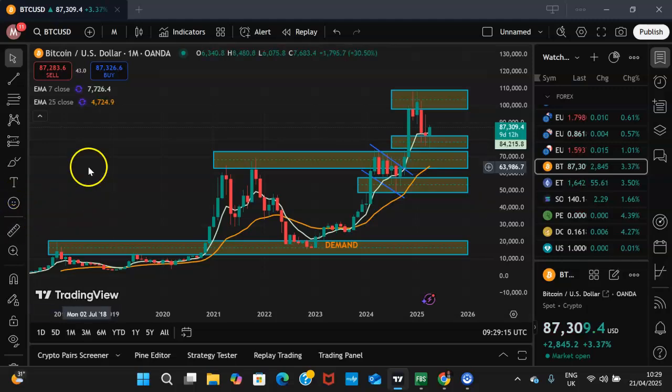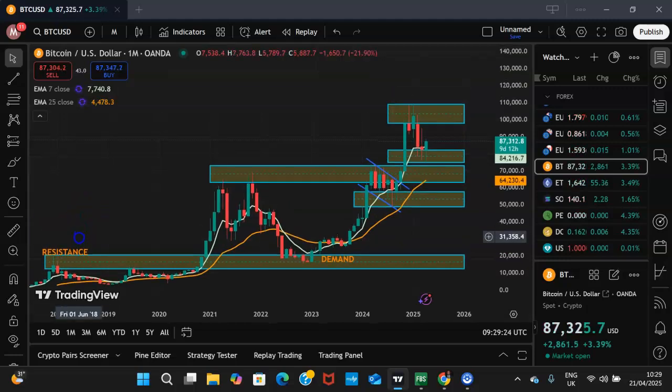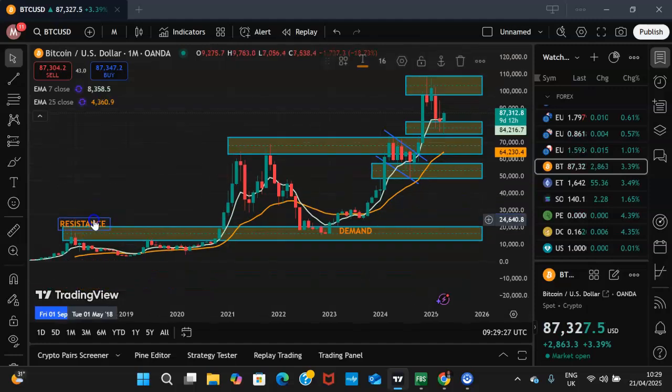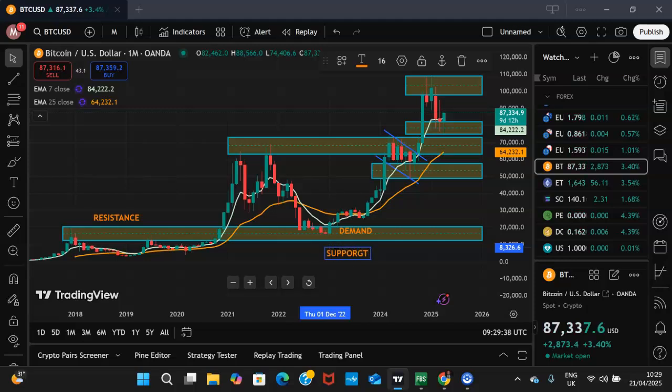It could be your resistance turning into support. Now I have a resistance zone here. And now this resistance would actually become support. I have my support here. So the resistance becoming support. Now these are ways to identify zones of significant interest on your chart. Now this is my support.